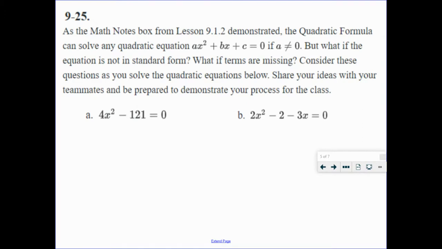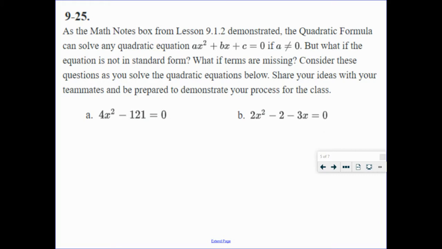As the Math Notes box from lesson 912 demonstrated, the quadratic formula can solve any quadratic equation, ax squared plus bx plus c equals 0, or standard form, if a does not equal 0. But what if the equation is not in standard form or it has missing terms? So we are going to practice that a bit today. I'll do A with you first, and then you are going to do B, C, and D on your own, and I will provide you with those answers. All right, so let's get going on A.